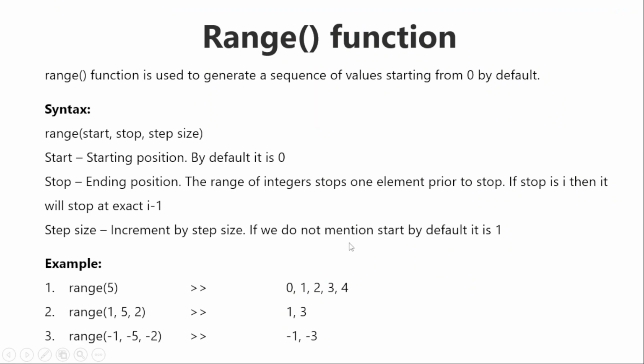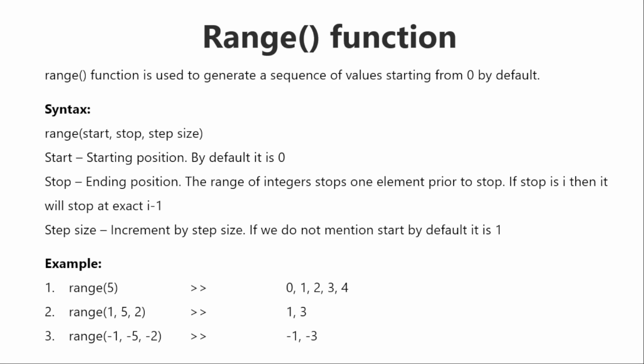Hello. Now let us discuss the range function before going to control statements like break, continue, and pass. We can complete that after this session because there is an interrelation with the range function. The range function is used to generate a sequence of values starting from 0 by default. The syntax for it is range(start, stop, step size). So if you want to print a set of values, there will be a start, stop, and step size.